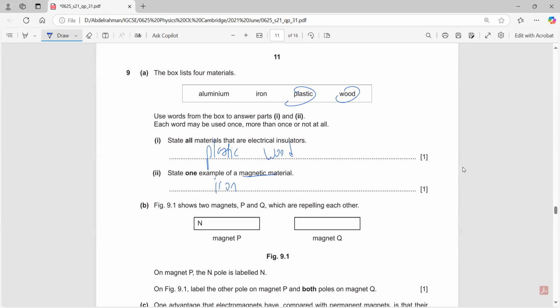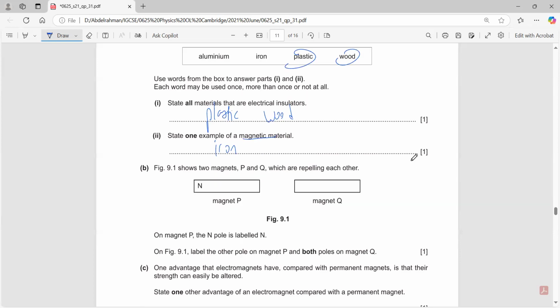Figure 9.1 shows two magnets P and Q, which are repelling. Can I write down the poles of Q? Yes, I can write the remaining poles. If this is an N, this is an S. They are repelling, so this has to be an S, and this has to be a north pole because they're repelling.